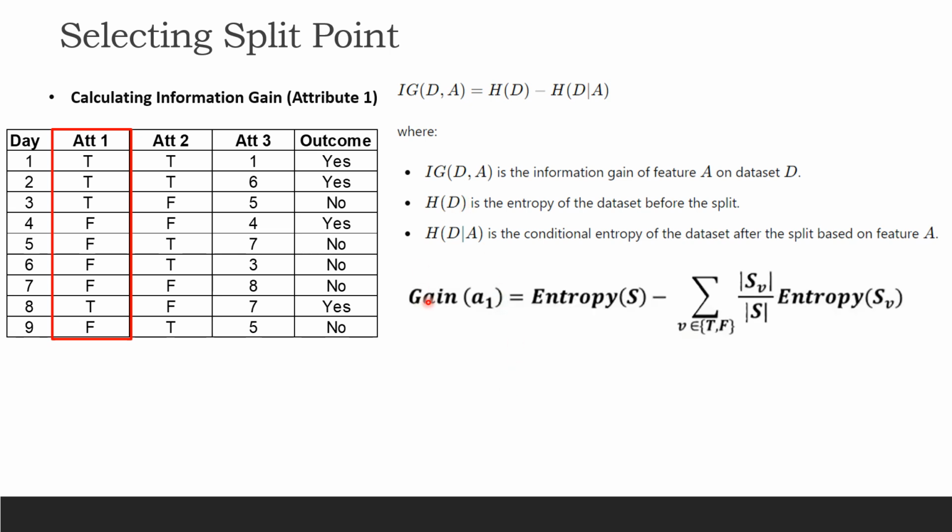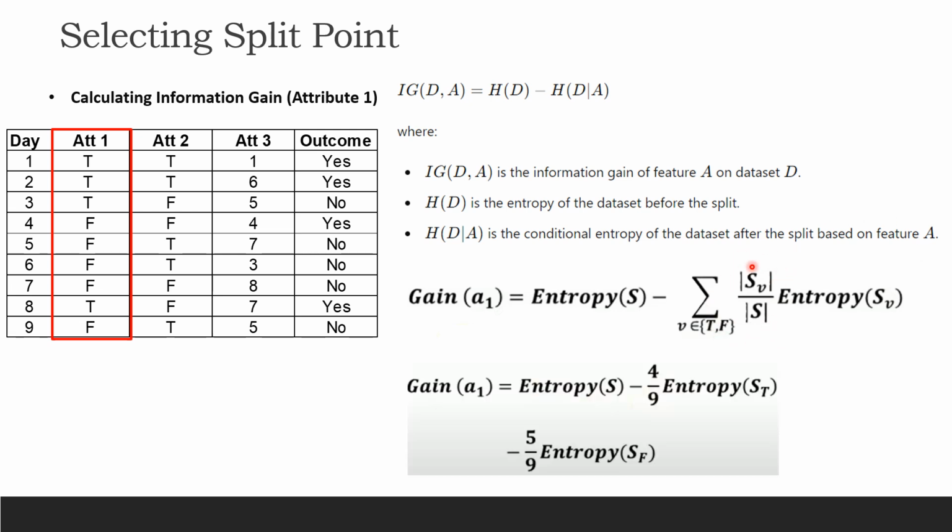So the formula for gain, in other words, can be written as the entropy of the dataset minus the summation of conditional entropies. And we are giving weights to these entropies in proportion. So we'll see how this works out. So this works out in the following manner.